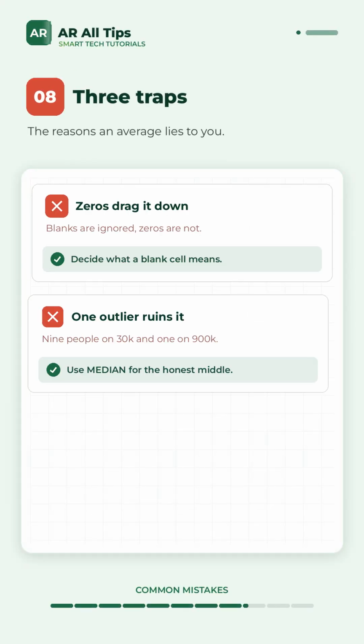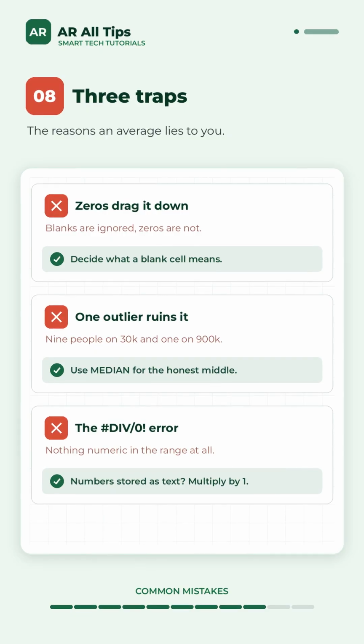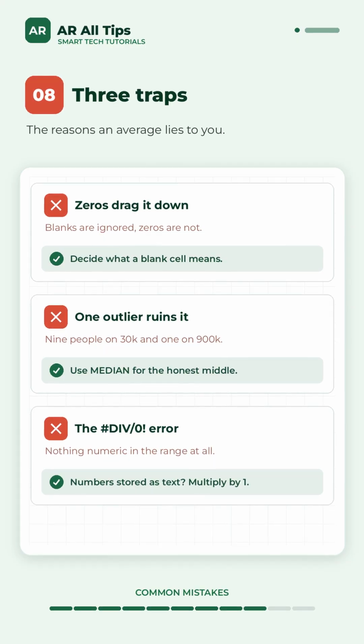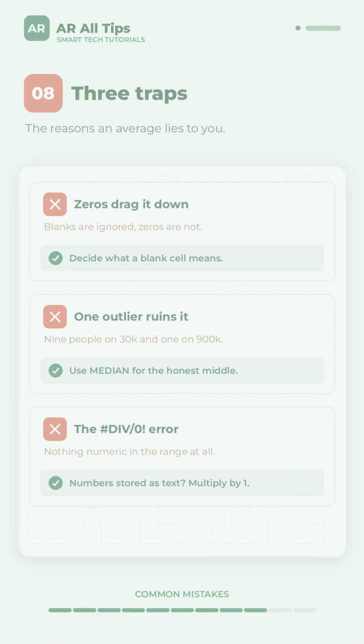3 traps before you go. 1. Zeros drag your average down while blanks don't, so be deliberate about which one is in your sheet. 2. A single outlier wrecks it. 9 people on 30,000 and 1 on 900,000, the average tells you nothing. Use median for the honest middle. And 3. If you see div/0, there's nothing numeric in your range. Usually that's numbers stored as text.